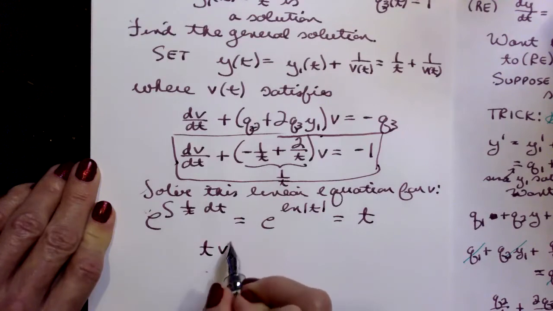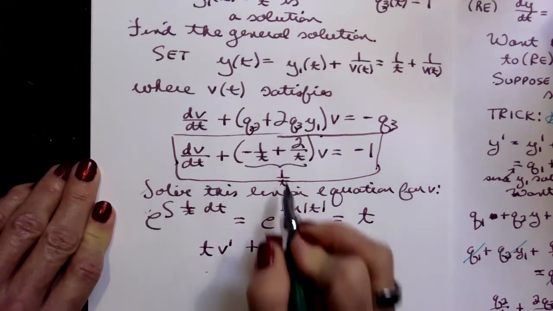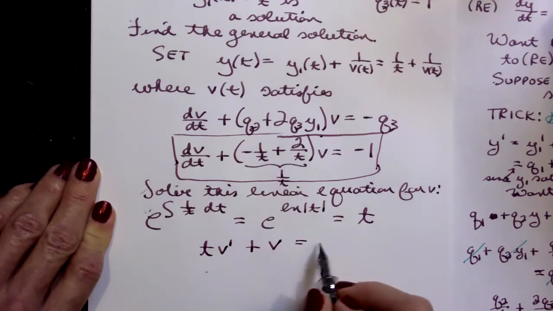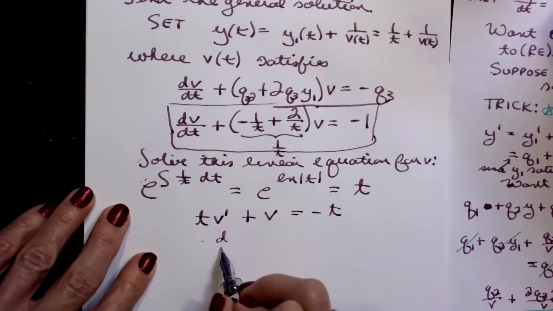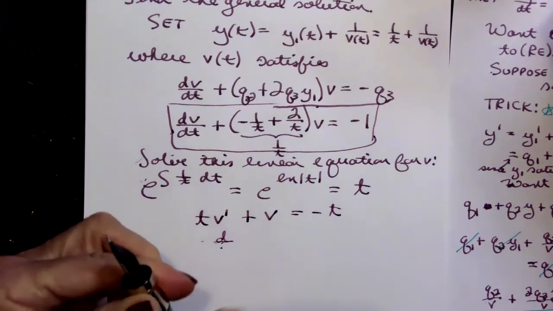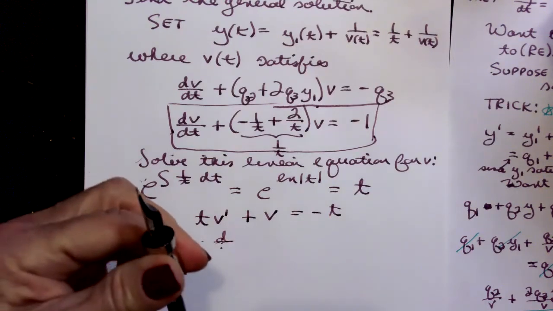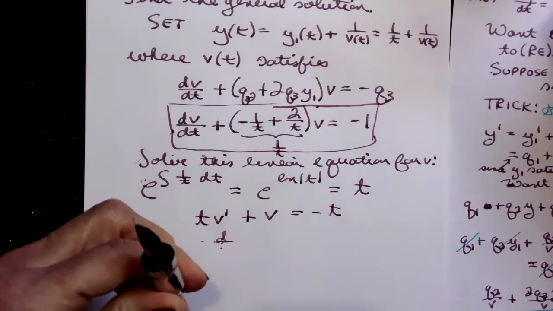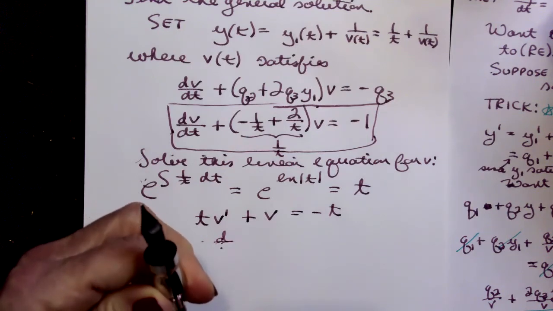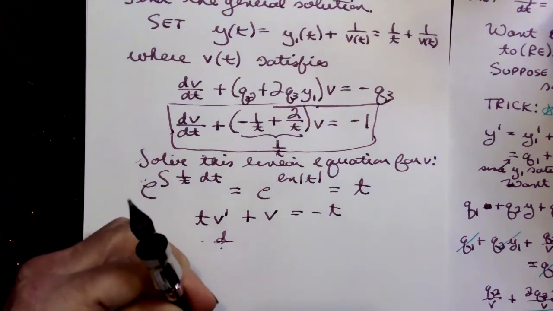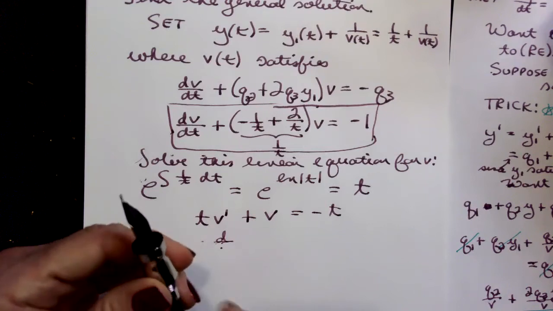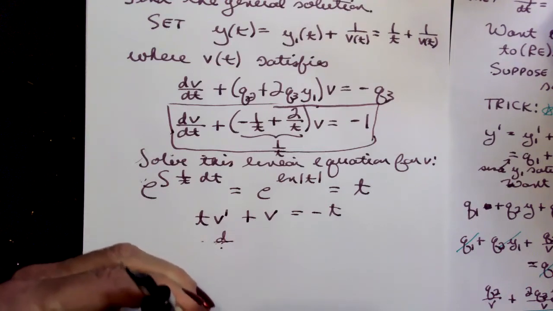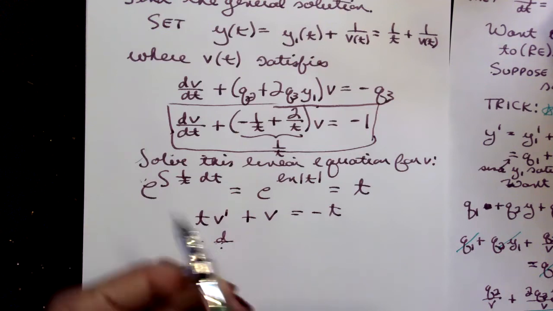So I get t v prime, and when I multiply by t, I just get plus v is equal to minus t. And then you notice that this thing is the perfect derivative with respect to t. Oops, ink issues. New pen. Fountain pens always have a little bit of ink issues as the ink gets low.